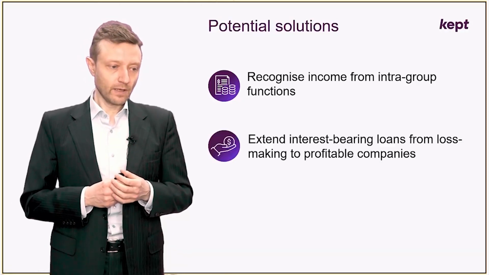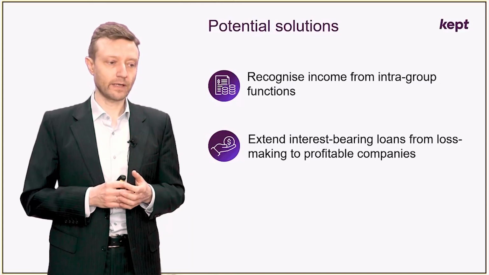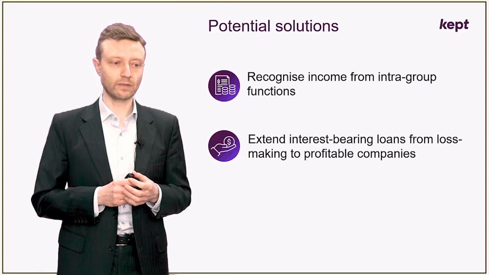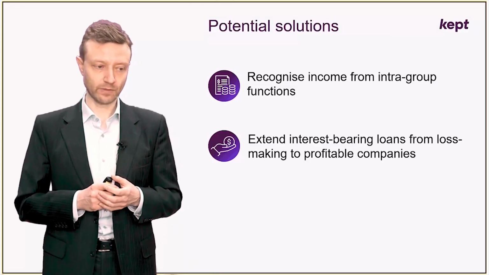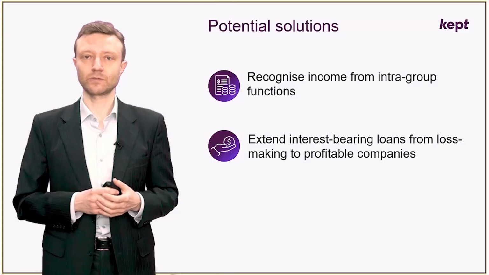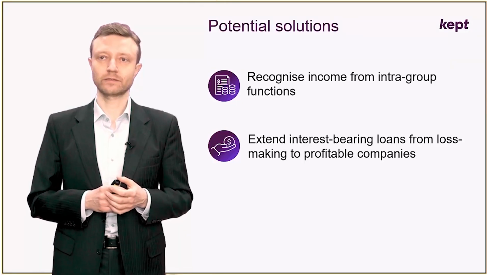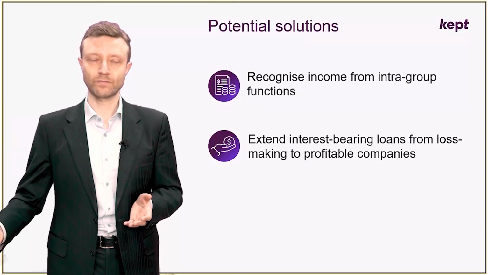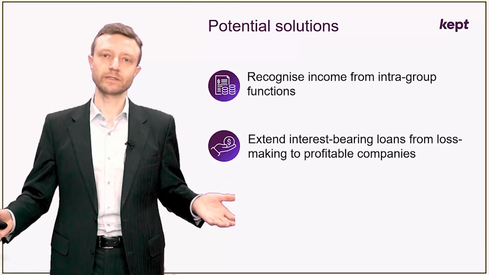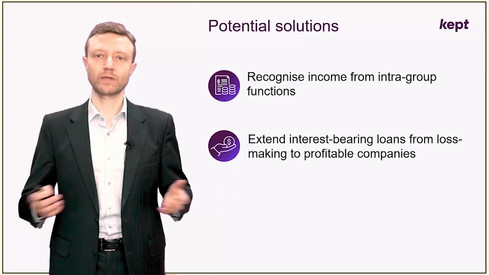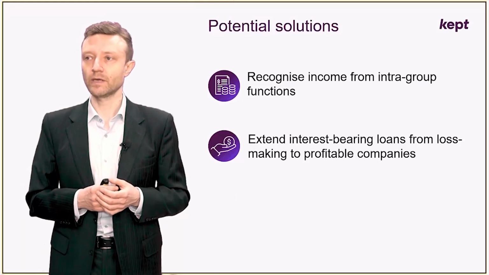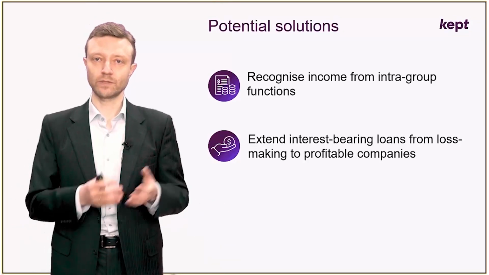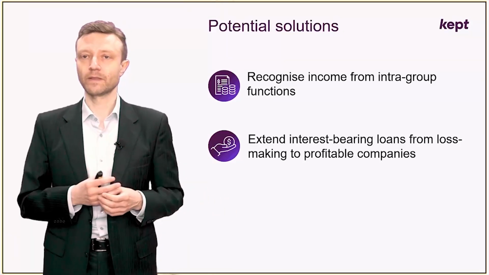It's not always possible, and another solution could be to extend interest-bearing loans from loss-making companies to profitable companies. It may be difficult because the loss-making company may not have funds to provide loans, but interest income on the part of the loss-making company and interest expense on the part of the profitable company that borrows funds from the loss-making company is another tool, another instrument, by which reallocation of profits between the profitable company and the loss-making company can be achieved.